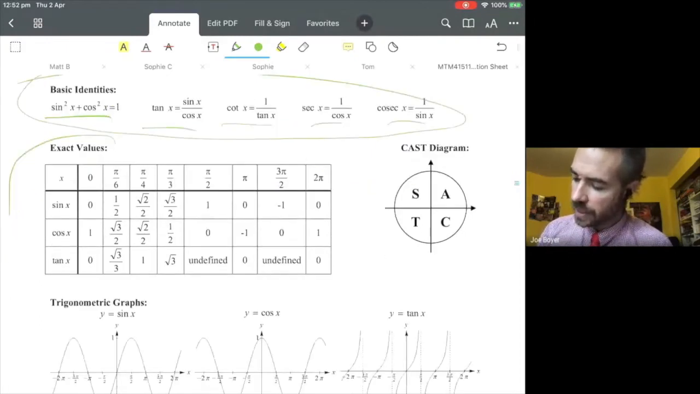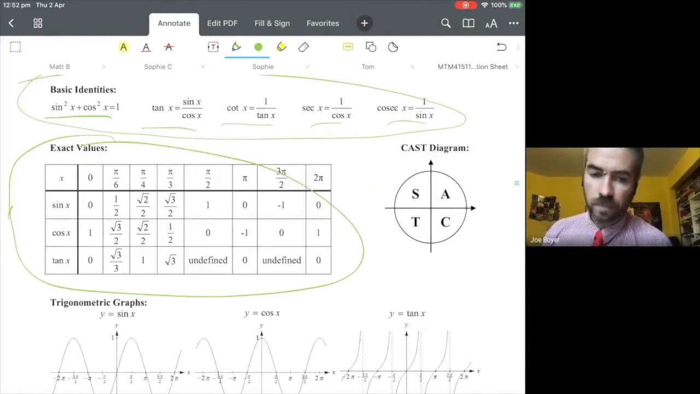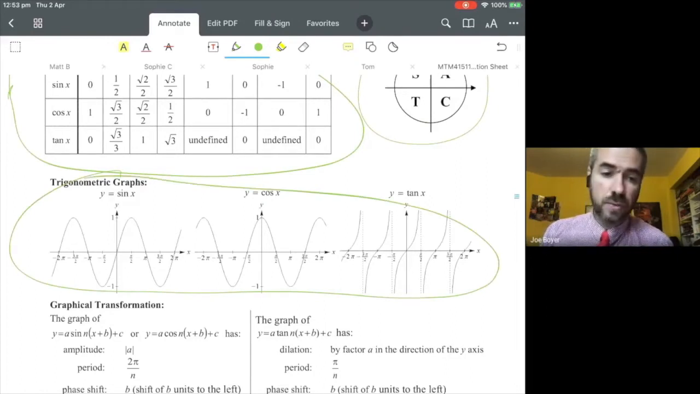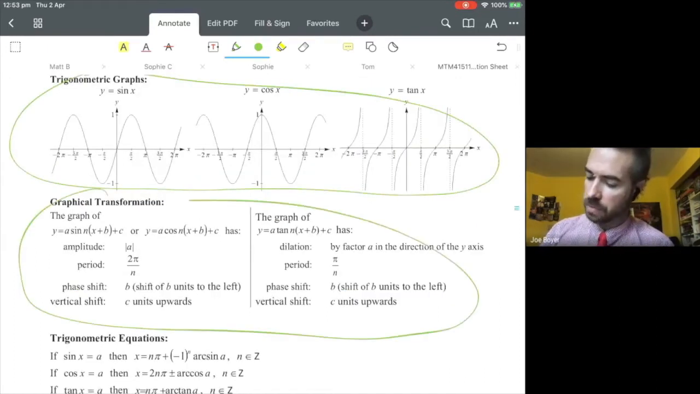We've also talked about our table of exact values. We mentioned our cast diagram, but I've said you're not really going to use it. These things here are related to the trig graphs that we looked at on Tuesday, but I've also said they're not that important at the moment. When we do trig graphs, all this stuff is going to be important, but I'm going to skip over that for now because that's all related to graphs.